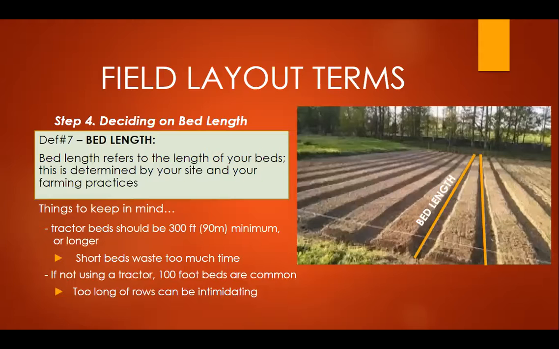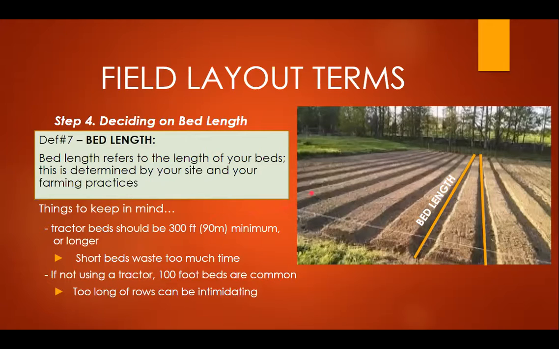Bed length refers to the length of your beds, and how long your beds are going to be will be determined by your site and your farming practices. Now, if you're farming with a tractor, you want your beds to be a minimum of 300 feet long. This is a recommendation by the Canadian Organic Grower book there again, and I completely agree with it. And if you're not using a tractor, 100-foot beds are common, but it's really up to you how you want to arrange that. Now with the tractor, the reason the 300-foot beds are recommended is because you end up wasting too much time turning around.